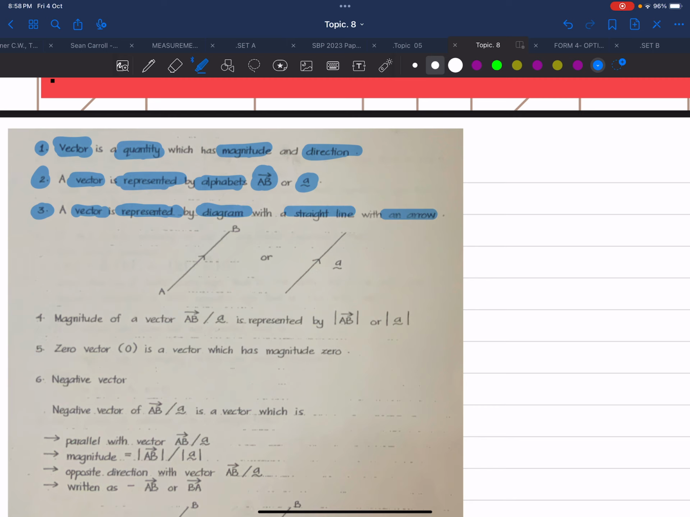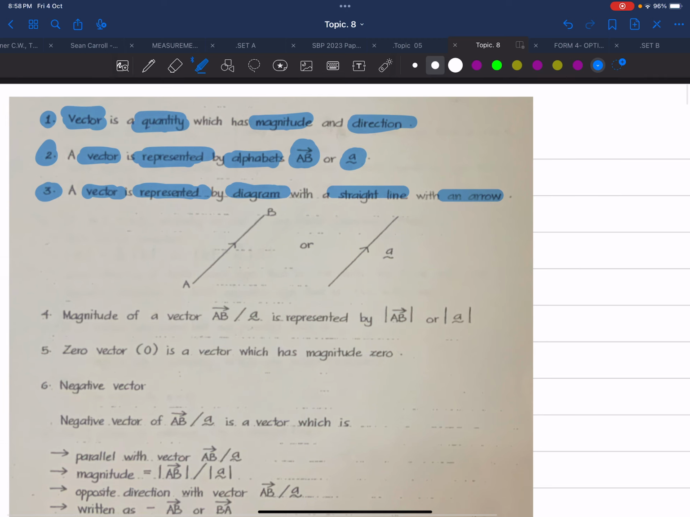A vector can be represented by a diagram with a straight line with an arrow. Example, the straight line AB with an arrow, or a straight line with an arrow and the small alphabet. Next, number 4.